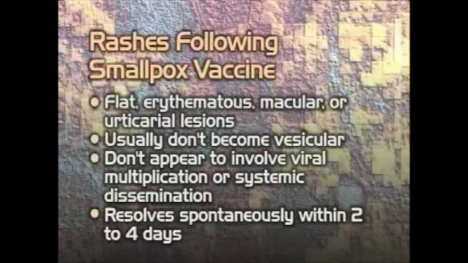They are flat, erythematous, macular, or urticarial lesions, usually with microscopic vasculitis. The pathophysiology of these rashes is not well understood. They don't usually become vesicular and don't appear to involve viral multiplication or systemic dissemination. The rash resolves spontaneously within 2 to 4 days.